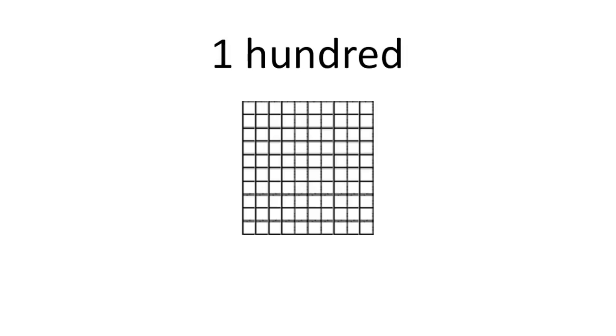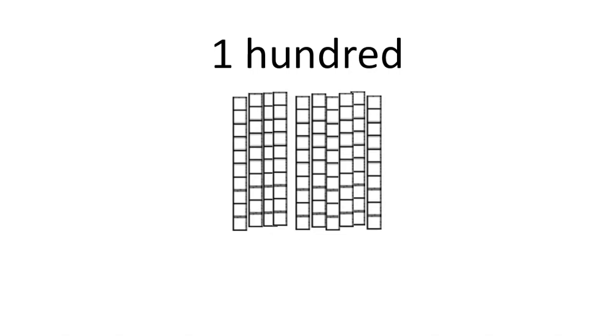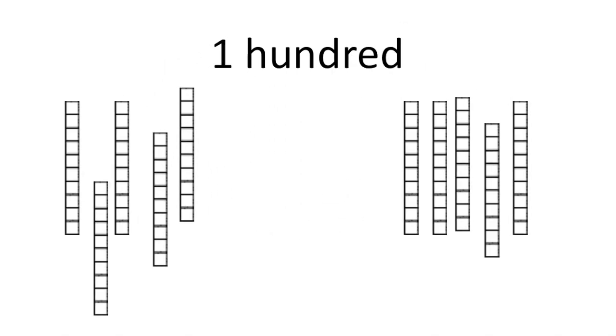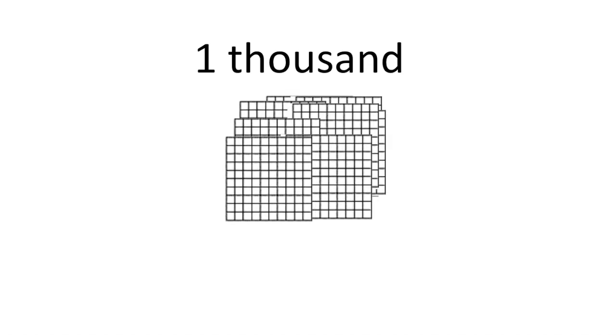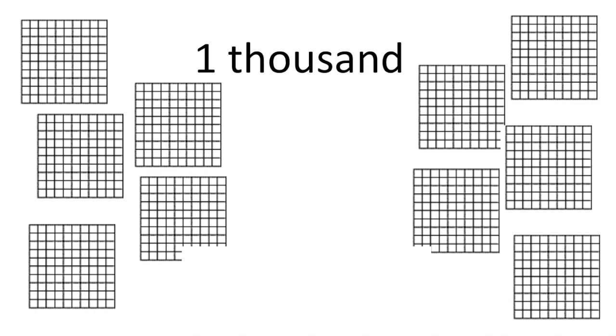110 gets broken up into what? You fill in the blanks. 10 ones, great. 100 gets broken up into what? You fill in the blanks. 10 tens, great. You know the pattern. 1,000 gets broken up into what? 10 hundreds, great job.